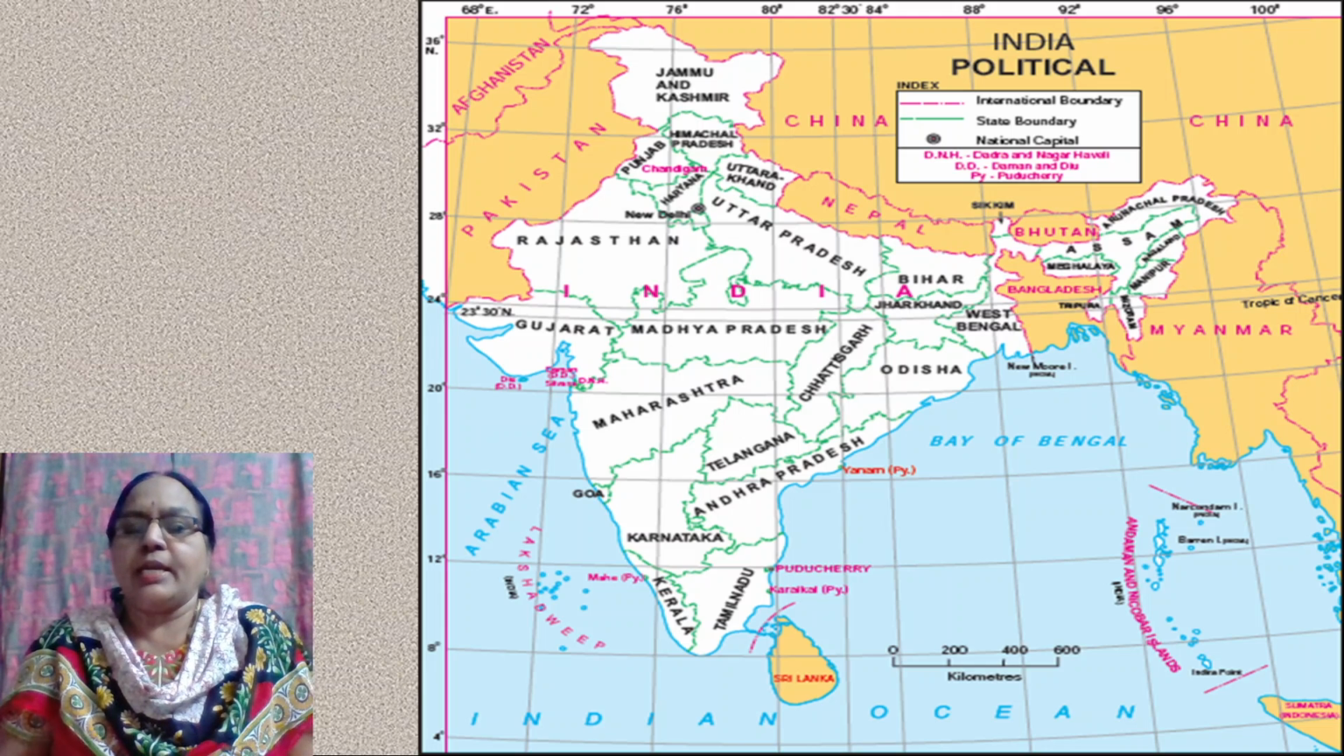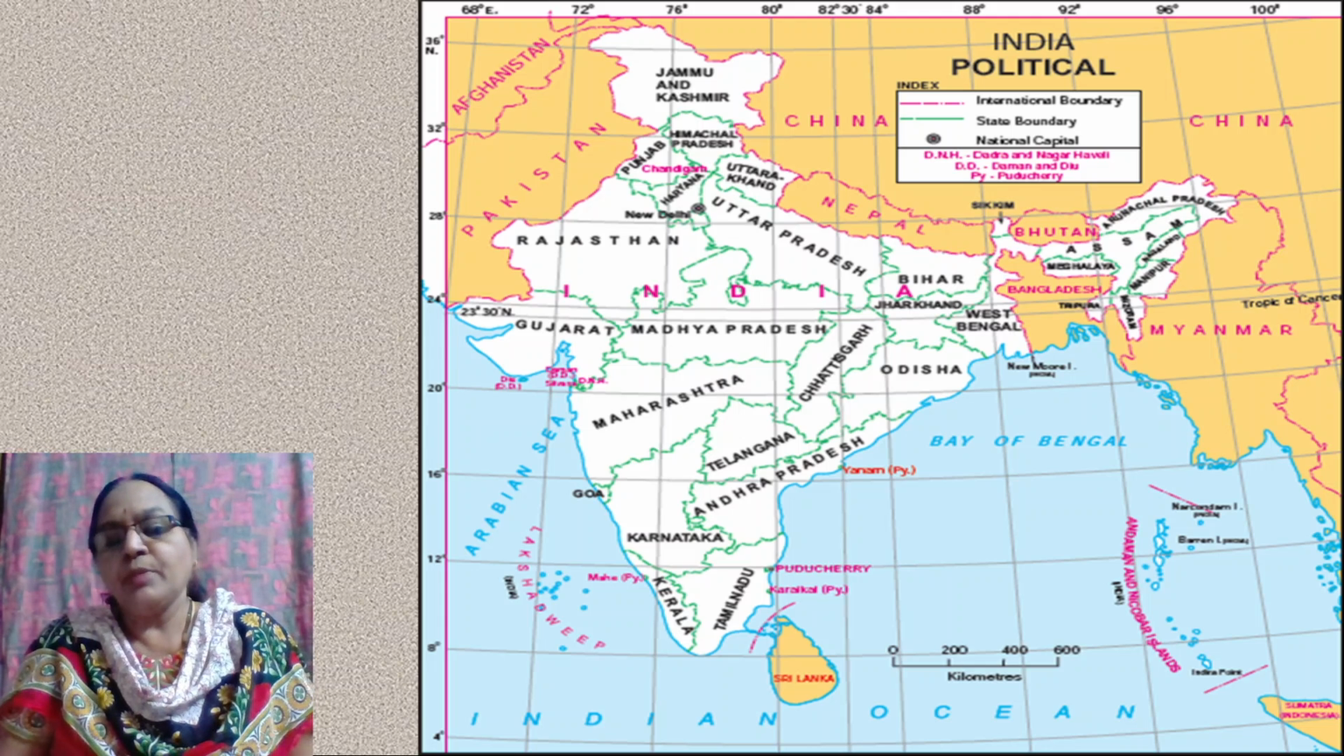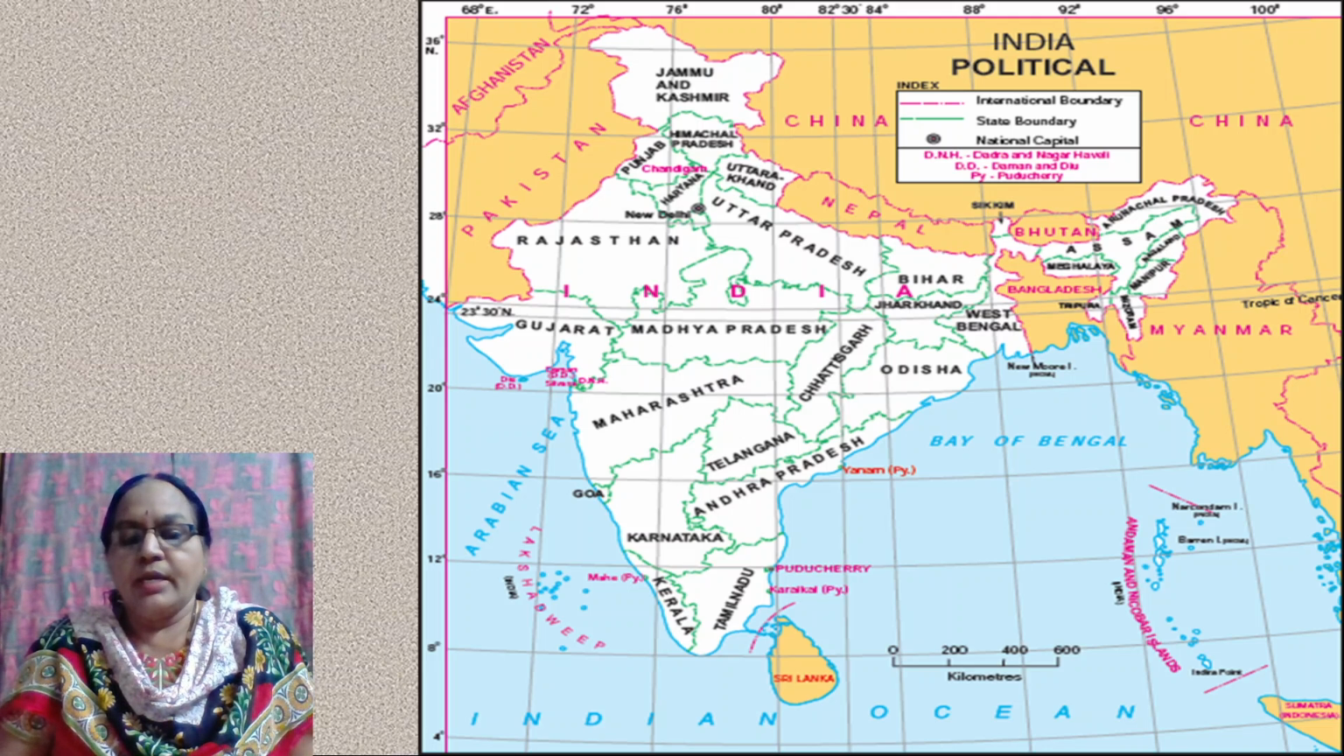Now here is the political map of India. Now you can see the states, the boundaries of India, the oceans and seas which surround India. We have the Bay of Bengal in the east, the Indian Ocean to the south, and the Arabian Sea in the west. Pakistan and Afghanistan are towards the western part of India. We have China to the north, then Myanmar on the east. Sri Lanka is an island to the south of India.